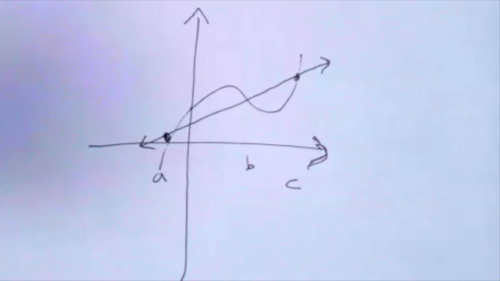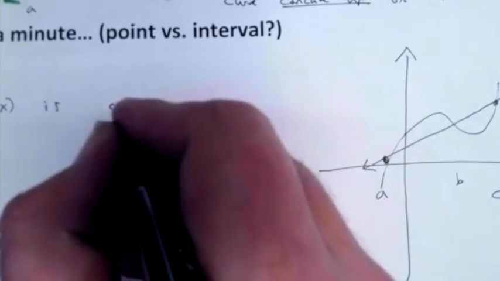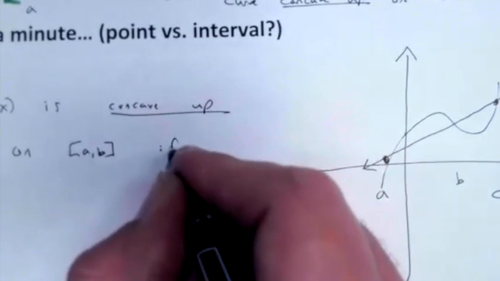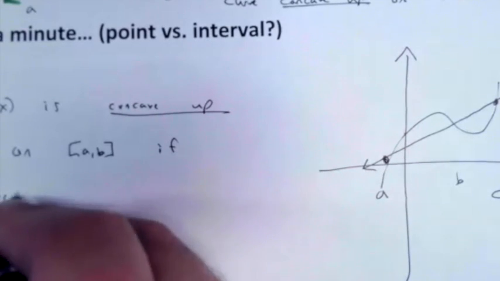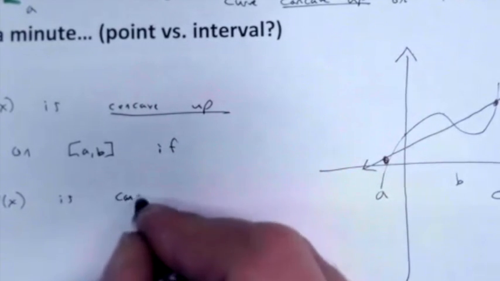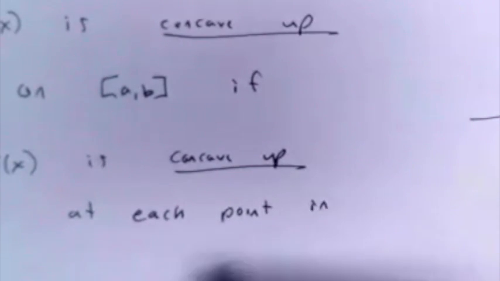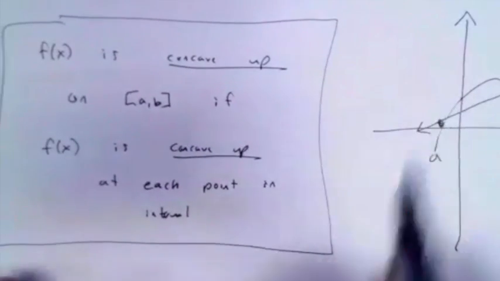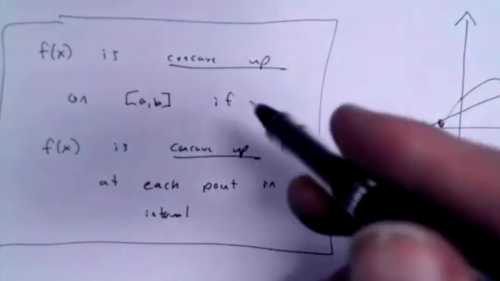So we talked about this happening at a number. We talked about it happening on an interval. So f of x is concave up on the interval from A to B if f of x is concave up at each point in that interval. So you can say something is concave up at a single point, which is just looking at tangent lines, or you can say it's concave up on a whole interval. And the same thing for concave down.